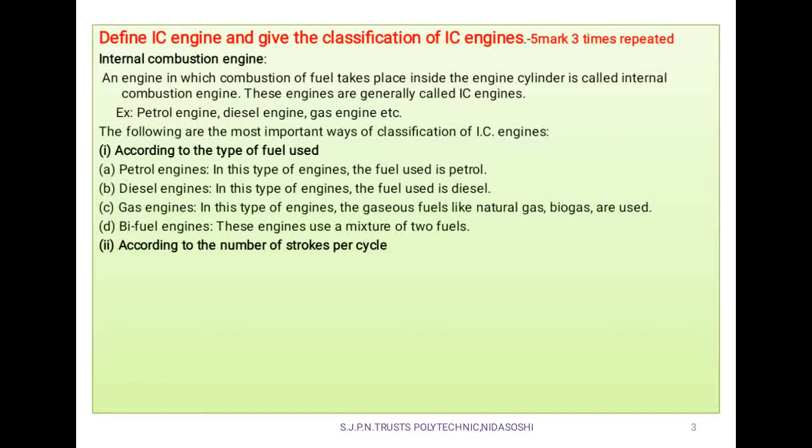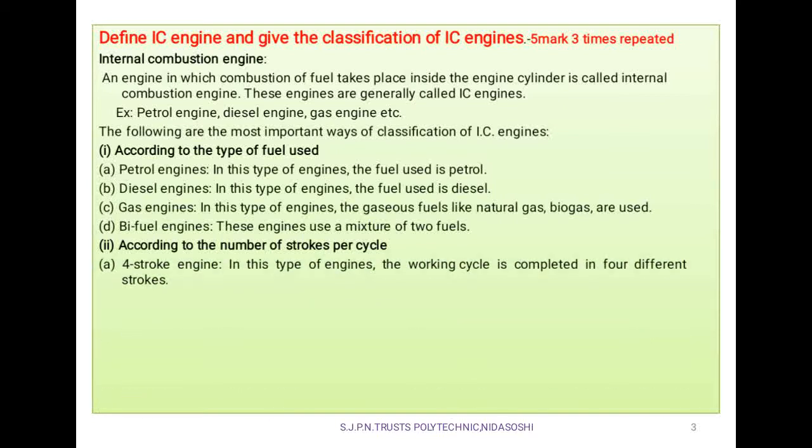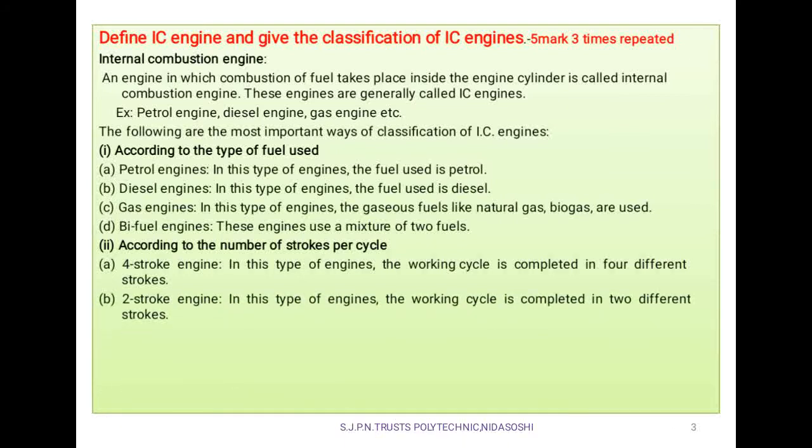The second way of classification is according to the number of strokes. If the engine takes 4 strokes per cycle, then it is called a 4-stroke engine. In this type of engine, the working cycle is completed in 4 strokes. In a 2-stroke engine, the working cycle is completed in 2 different strokes.